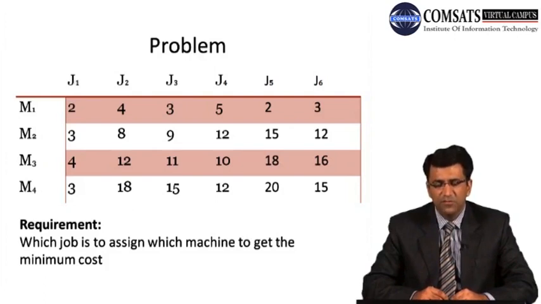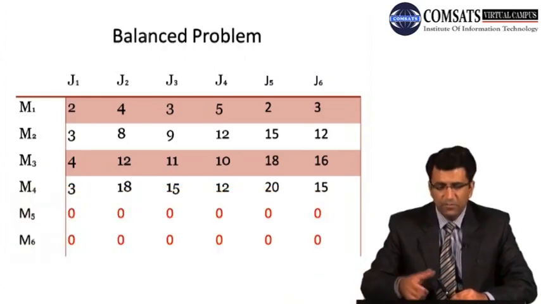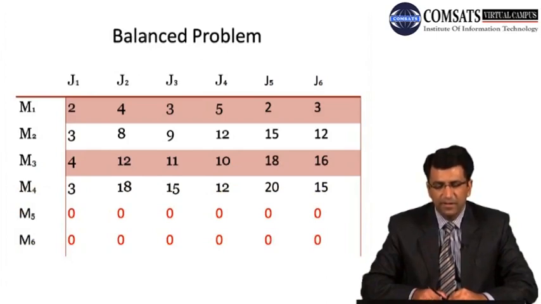Again in this particular method what we will do, we will introduce 2 dummy machines. Now suppose we have introduced the dummy machines M5 and M6, and again the assignment of the different jobs to these dummy machines will be 0. So we have marked that particular cost equal to 0 for these 2 machines.